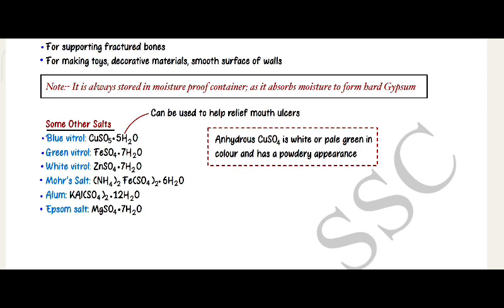Alum, K2SO4·Al2(SO4)3·24H2O. Epsom salt, MgSO4·7H2O. Anhydrous CuSO4 is white or pale green in color and has a powdery appearance.